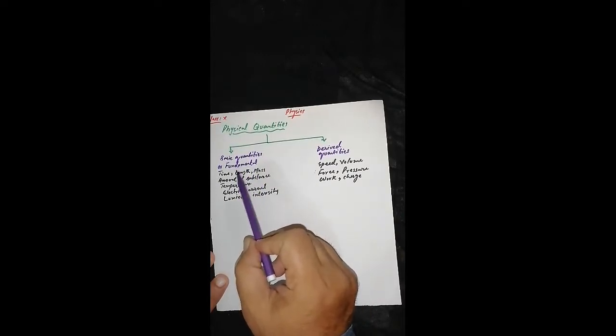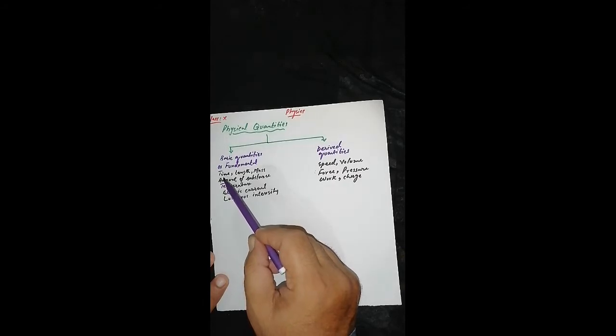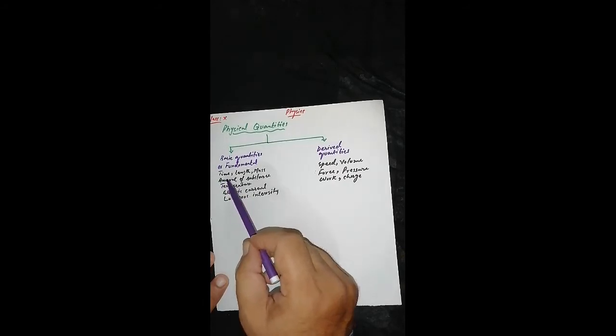Now, the units of basic quantities or fundamental quantities are called fundamental units, and the units of derived quantities are called derived units. For example, the unit of time is second. So second is called fundamental unit. Length, the unit of length is meter. So meter is called basic or fundamental unit. Mass, the unit of mass is kg. So kg is called basic unit. For example, speed, the unit of speed is meter per second. So this is called derived unit.